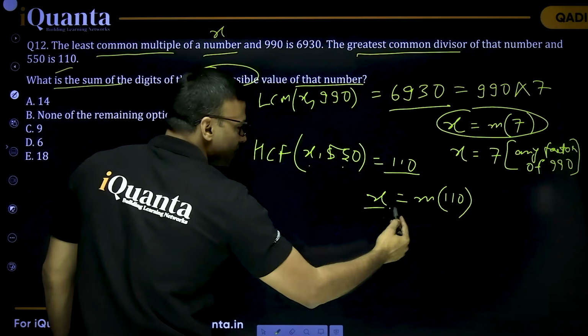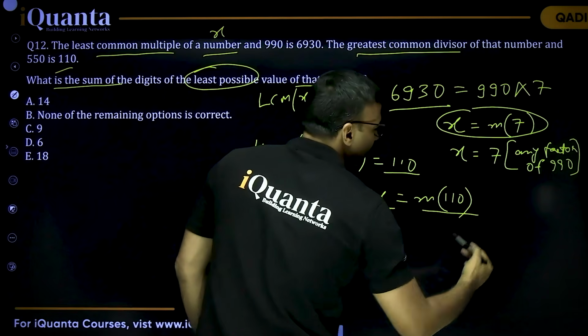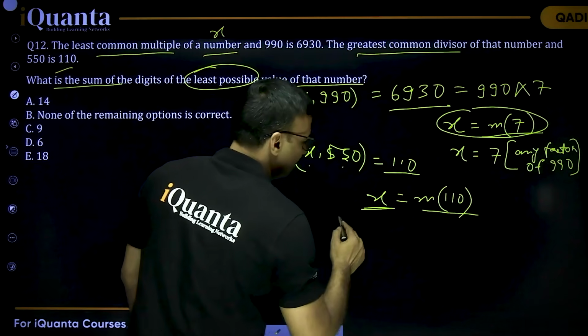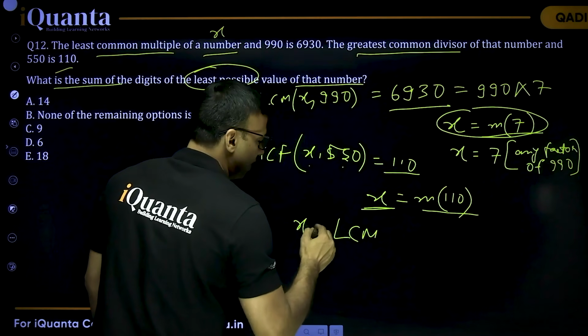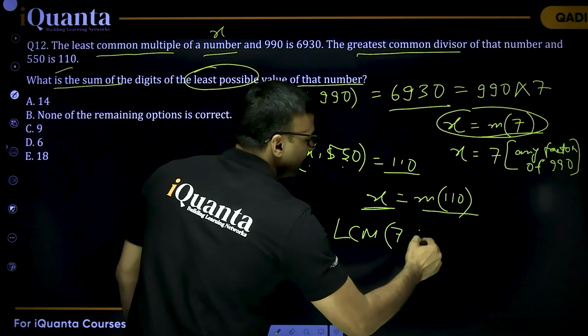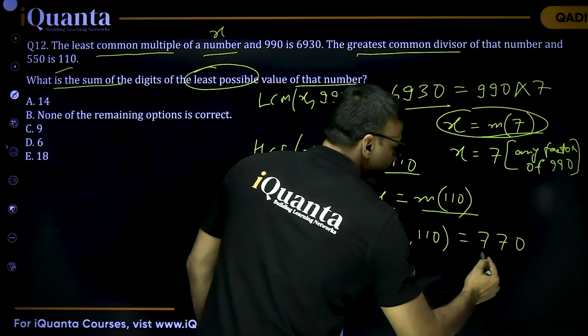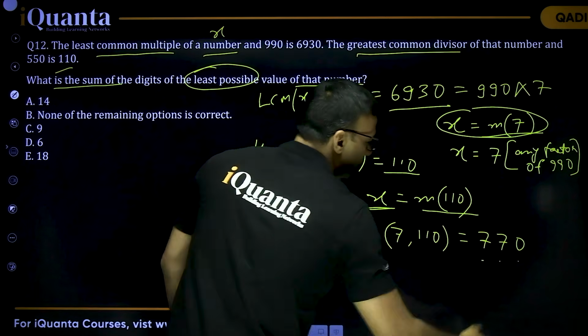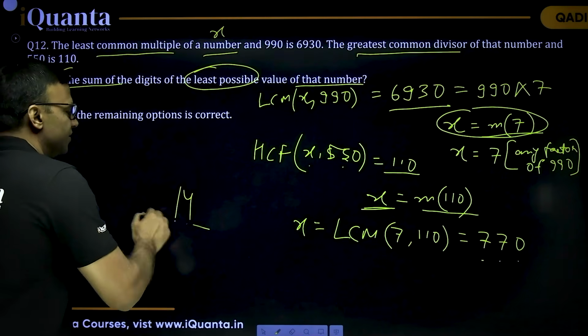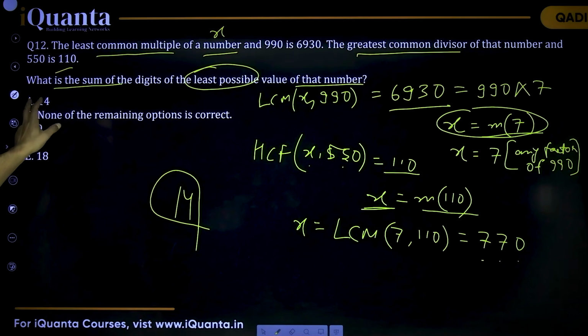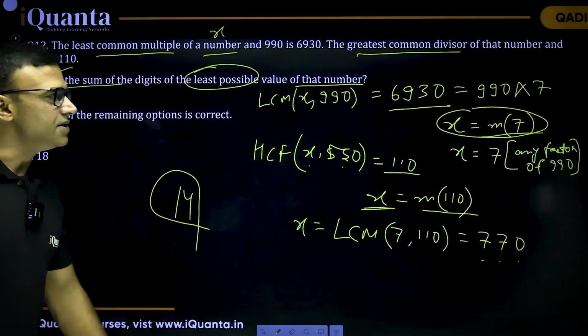So the least possible value of x, which is divisible by 110 and 7, will be simply LCM of 7 and 110, which is eventually 7 into 110, 770. So the sum of digits will be 7 plus 7 plus 0, that is 14. So answer of this question is 14. It's one of the easiest questions possible.